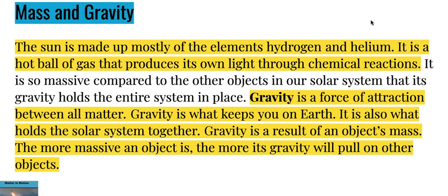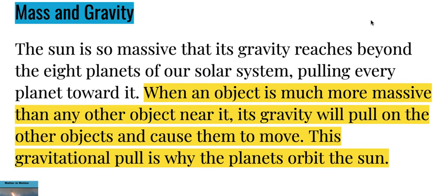Gravity is a result of an object's mass. The more massive an object is, the more its gravity will pull on other objects. The Sun is so massive that its gravity reaches beyond the 8 planets of our solar system, pulling every planet towards it. When an object is much more massive than any other object near it, its gravity will pull on the other objects and cause them to move. This gravitational pull is why the planets orbit the Sun.